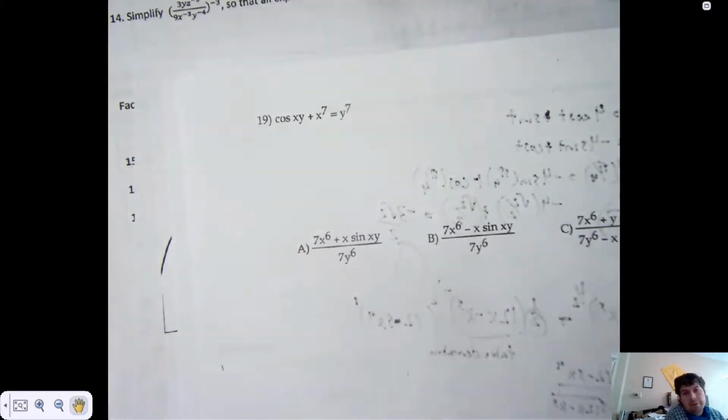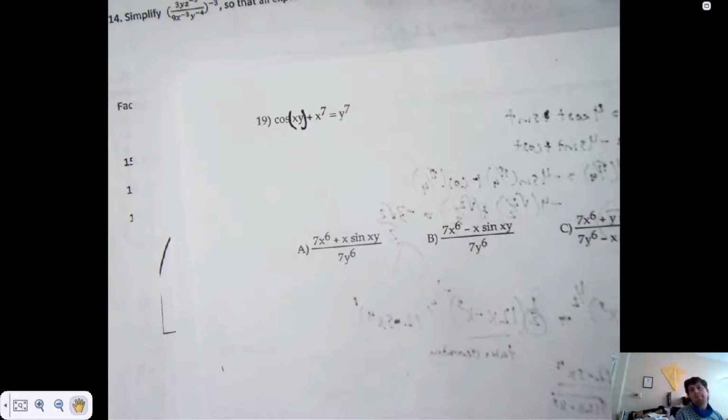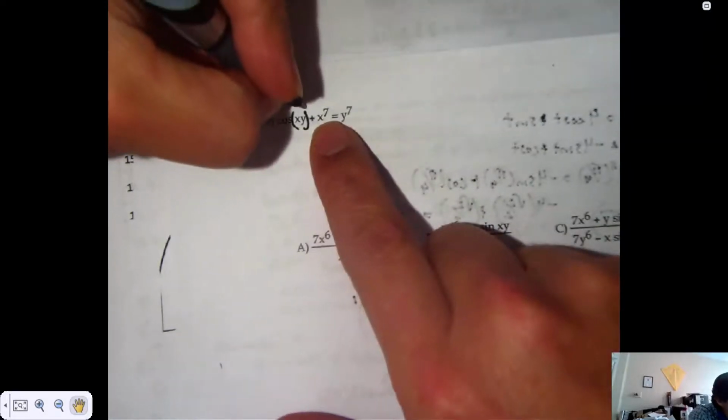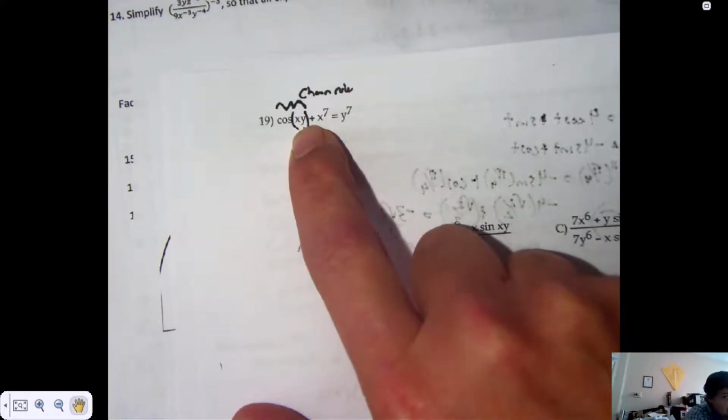Now here's the real question. It'd be nice if the author of your book would use parentheses more often. That is the argument of cosine. That is cosine's argument. When you do this function, you're going to probably have to think about the chain rule, because it's not a simple thing inside. More than that, it's chain rule combined with product rule. So it's actually got a whole bunch of things.